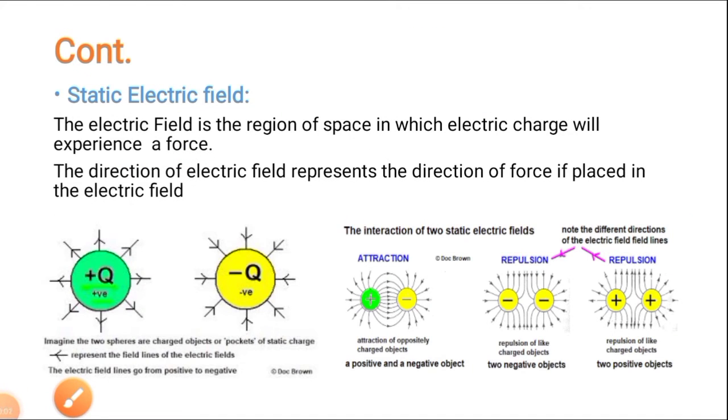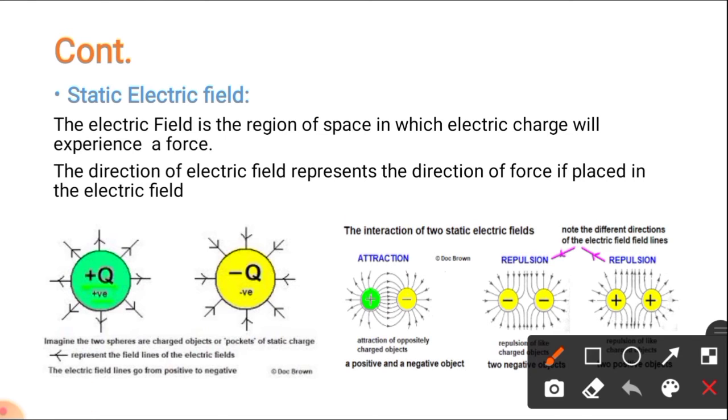Let us see static electrical field. It is defined as the region around the electrical charge where force can be experienced. So consider this is the positive charge. Around the positive charge, consider this is the region. Around this positive charge, we can experience the force. This is called a static electrical field.